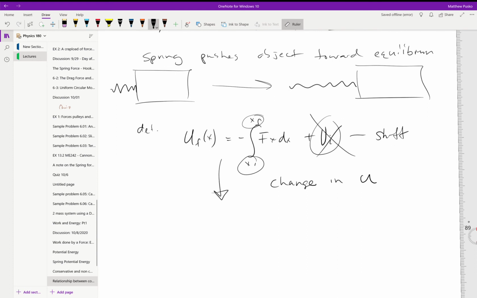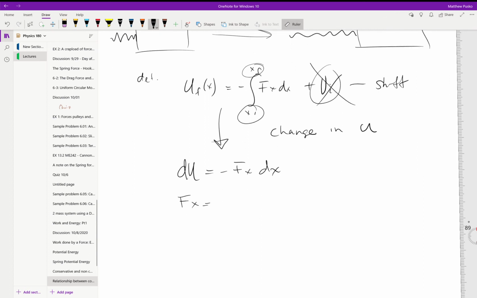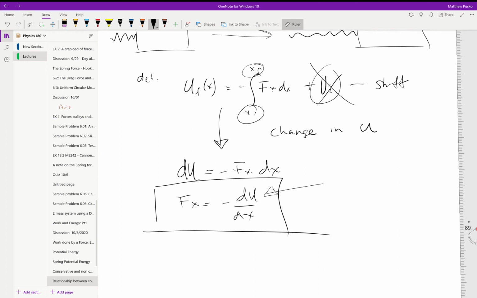So let's take this down to the infinitesimal level. We can say dU is equal to minus F of x dx. Do a little rearranging, and we get F of x is equal to minus dU/dx. This says that if we have a potential function, we can take the partial derivative. This doesn't say partial, but it ends up being the derivative in the direction of the potential we're concerned with, and that is going to give us our force, and it should.